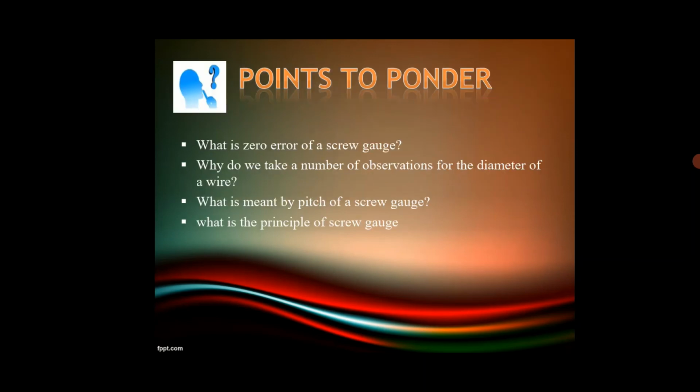Points to ponder. What is zero error of a screw gauge? Why do we take a number of observations for the diameter of a wire? What is meant by pitch of a screw? What is the principle of screw gauge?